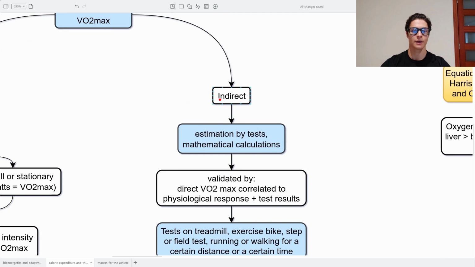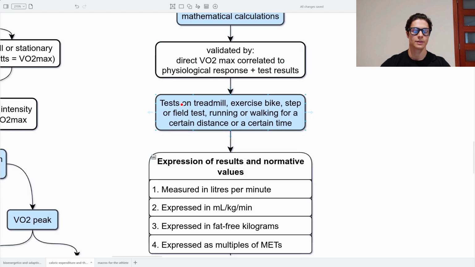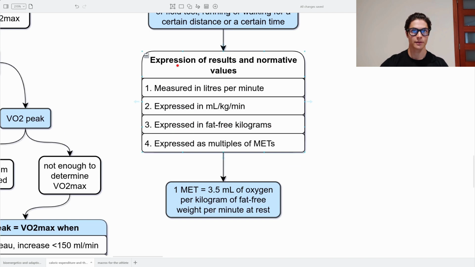On the other hand, we have the indirect method. This is an estimation by tests and mathematical calculation. It's validated against the direct VO2 max, correlated to the physiological response and the test results. So if you get this result, chances are you have this VO2 max. These are tests on a treadmill, exercise bike, step or field tests, running or walking for a certain distance or for a certain time. And there is an expression of the results and normative values.